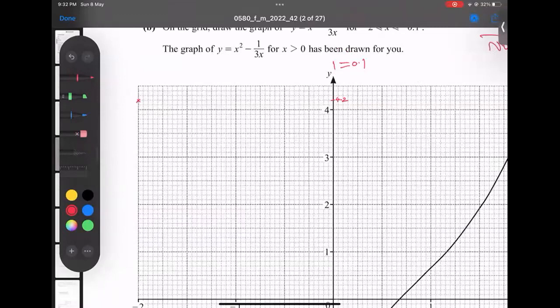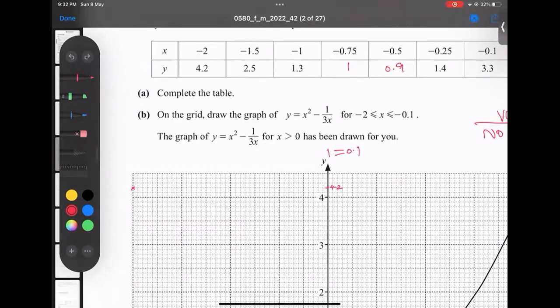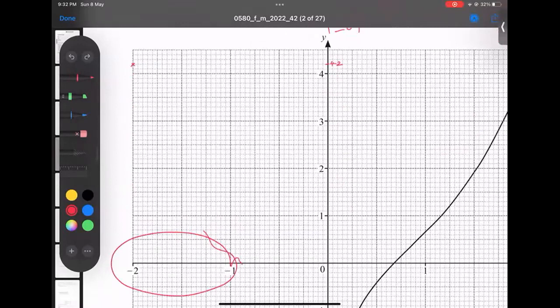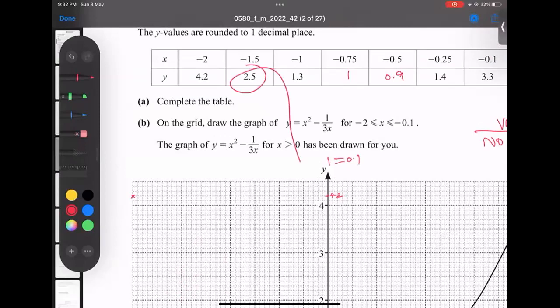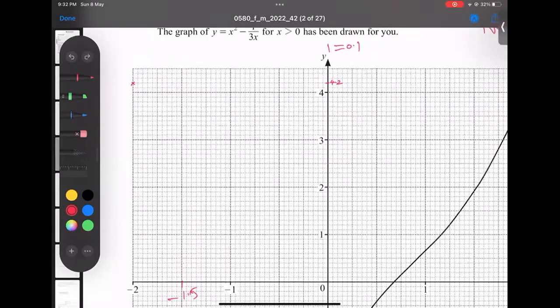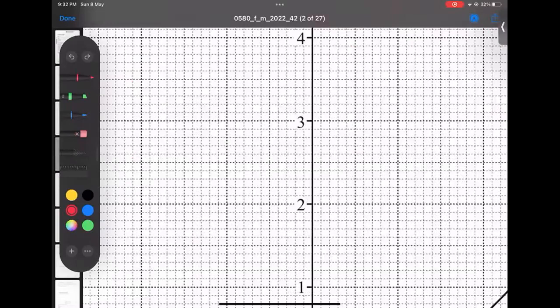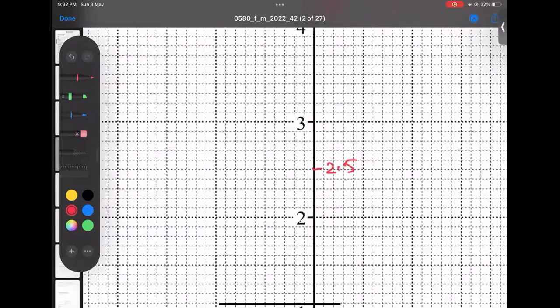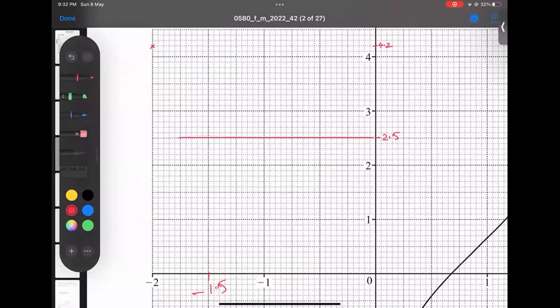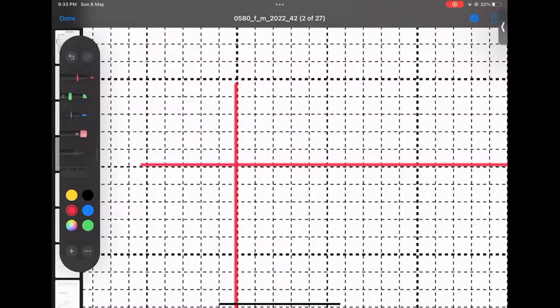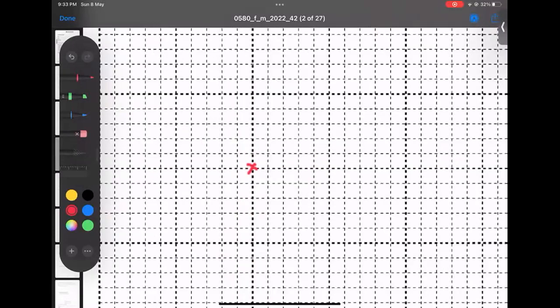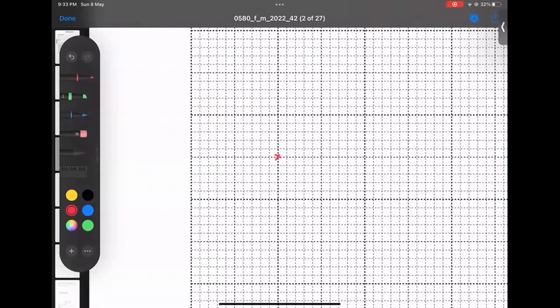The second point is x is -1.5 and y is 2.5. -1.5 is naturally in the middle, so this is -1.5. And the second value is 2.5. Where's 2.5? In the middle of 2 and 3, so here. Where they meet, it comes from here, and it comes from here. So they meet here. These lines are not compulsory, but this is how I'm getting the answer. Let's have a look at how to proceed onwards.